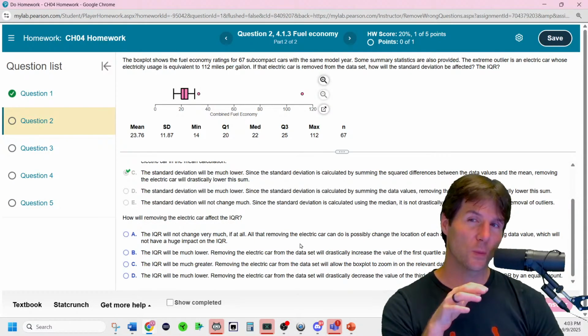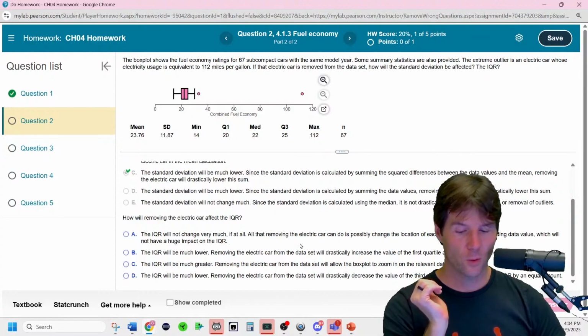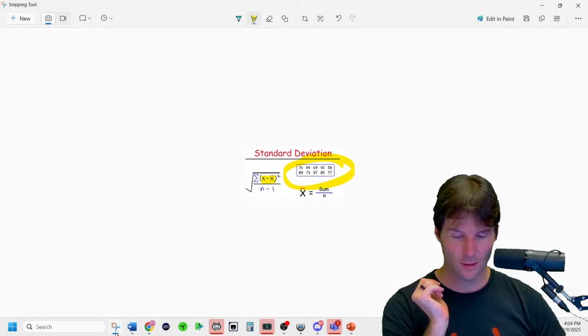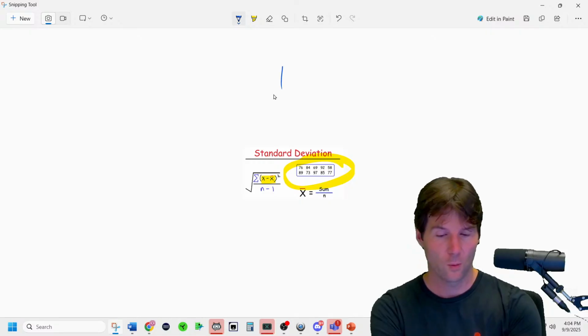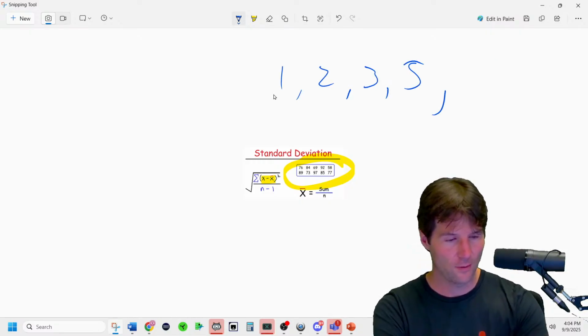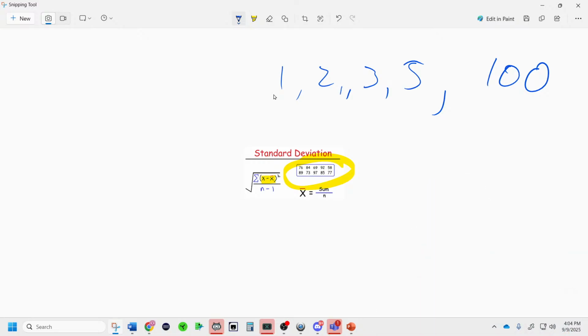The IQR exists because it is not impacted by outliers. The IQR is the middle 50%. So if you have data values, something like, let's go here with a blue, like 1, 2, 3, 5, and then you have 100, the IQR is going to be something about like from here to here. So if this is the IQR, you'll notice the outlier is not impacting it much, or maybe the IQR is more like that. The outlier removal is not really going to impact the IQR.